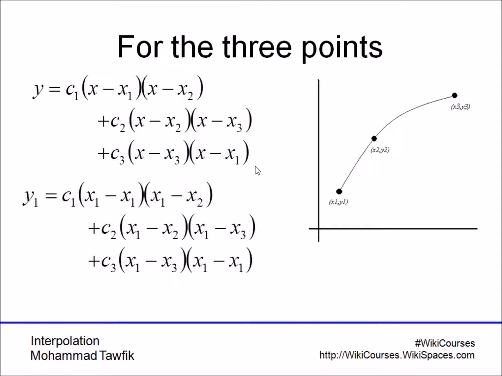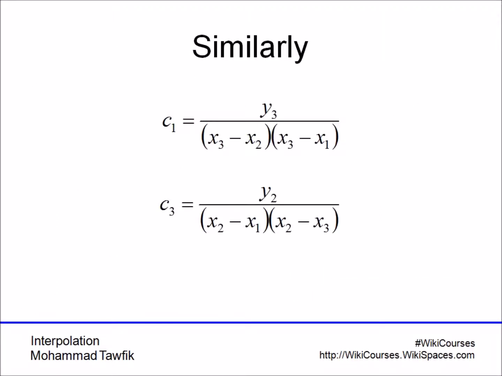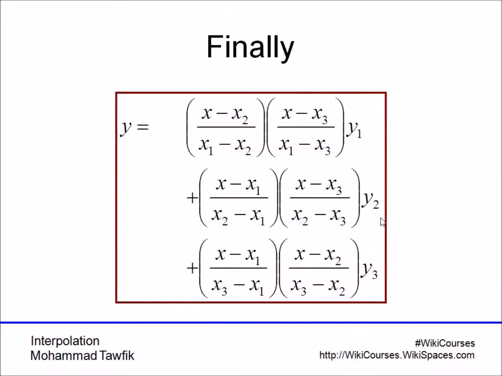You follow the same procedure. Plug in x1, y1 to get C2. And similarly, you get C1 and C3. Finally, just put it into the relation, and let's wait here for a few seconds to really read what we have. 3 terms, each multiplied by a coefficient. Each of the 3 terms is a product of 2 linear terms. So what you get here is second order term, and another second order term.